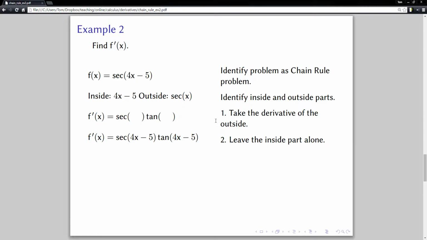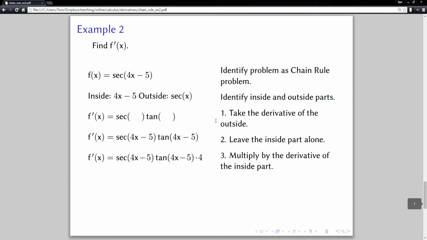The last step of the chain rule then is to multiply by the derivative of the inside part. The inside part here is 4x minus 5. The derivative of that is just 4. So I'd have 4 times secant 4x minus 5 tangent 4x minus 5. It just looks a little nicer with the 4 out here, but that's it.